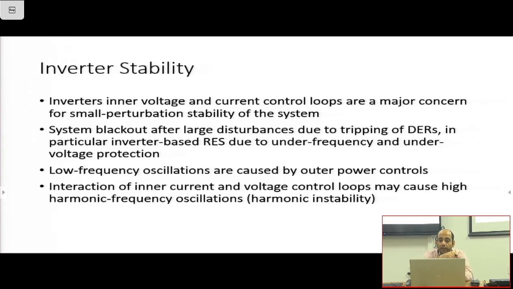Next, your inner loops may lead to high frequency oscillation. Your voltage and current control loops that we discussed may lead to harmonic instability, high frequency. While the power control loop that we will discuss subsequently will lead to low frequency oscillations. Okay.